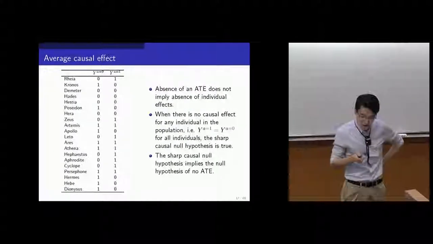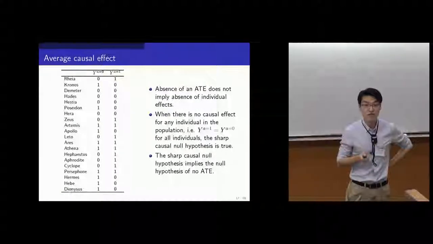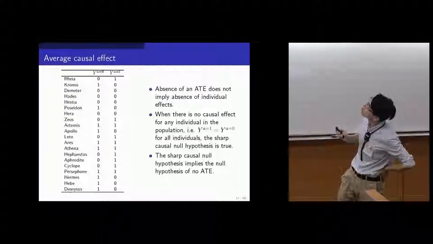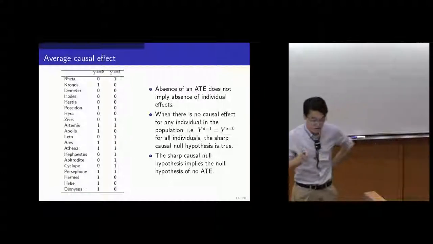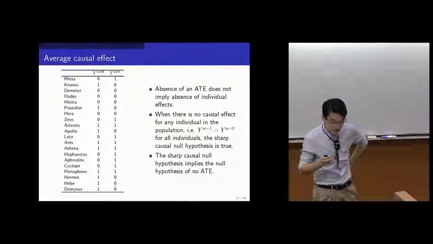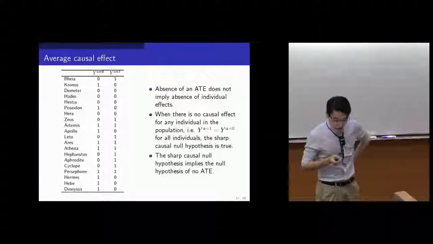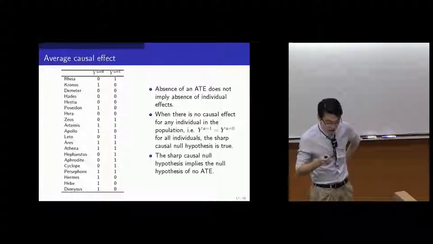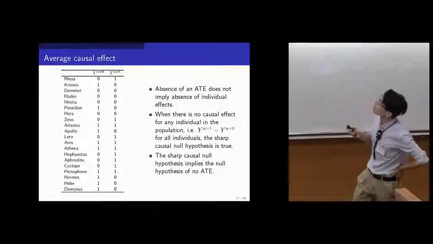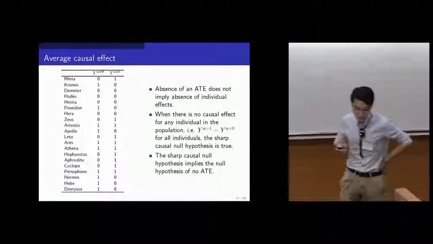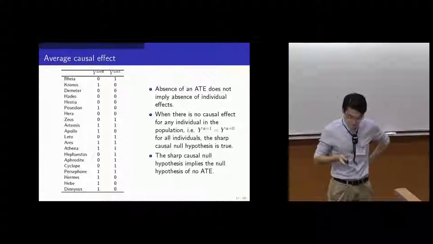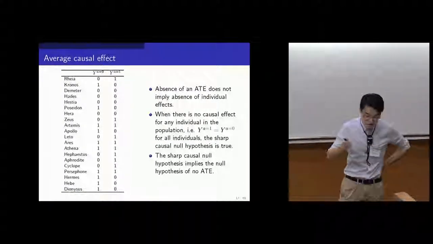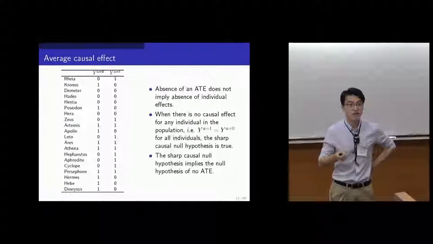Okay, so notice the absence of an average treatment effect does not imply absence of individual effect. Right, so clearly for each one in this population, for example, the first person, the treatment actually has an effect on his outcome. But at a population level, there's no average treatment effect. So if we have the more stringent condition that there's no causal effect for any individual in the population, i.e. for anyone it is either 0, 0 or 1, 1, then we say that the sharp causal null hypothesis is true. And clearly the sharp causal null hypothesis implies the null average treatment effect hypothesis. If at the individual level there's no treatment effect, of course there's no treatment effect at the population level.